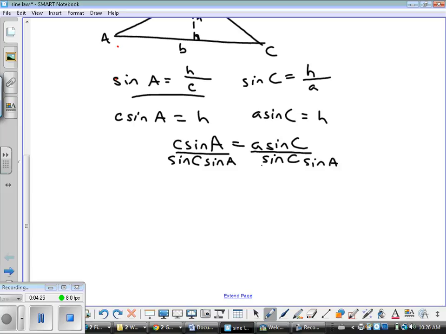Okay, that's going to cause this to cancel here. You end up with A over sine A over here, and you end up with C over sine C over here. Okay, and you can easily do that exact same thing to find B or to find C. So it's actually quite an easy formula to derive, and it makes a lot of sense.